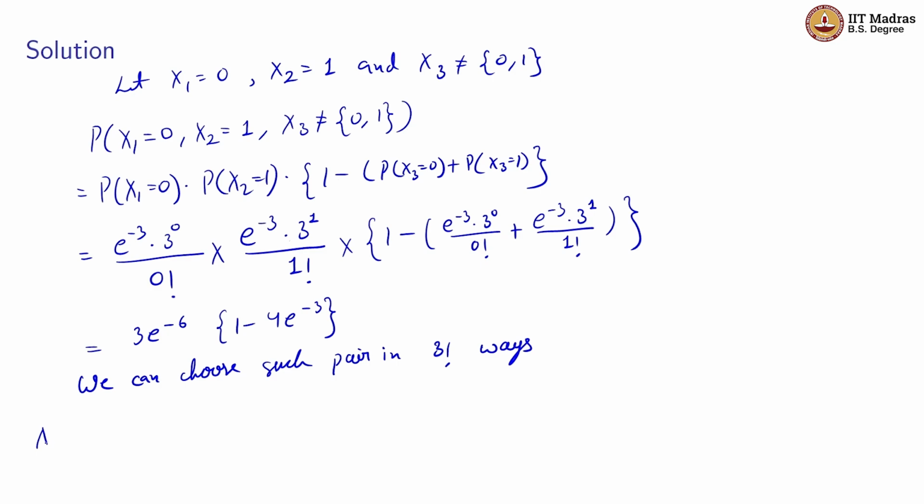So the probability that exactly 1 of the xi is equal to 0 and exactly 1 of the xi is equal to 1 will be equal to 3 factorial times the joint probability we just calculated. So this will be 3 factorial into 3 e raised to the power minus 6 into 1 minus 4 e raised to the power minus 3. So this is equal to 18 e raised to the power minus 6 into 1 minus 4 e raised to the power minus 3. So this is the required answer.